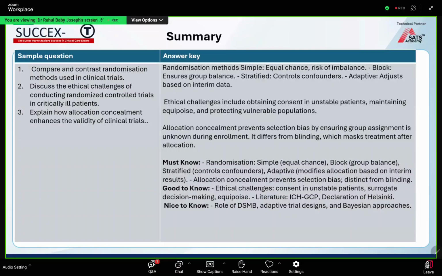So to summarize, you need to know what are the types of randomization, what are the methods of randomization, allocation concealment, and blinding. It is good to know the ethical challenges specific to ICU, how to take consent in an unstable patient or patients who are not able to make a decision. And there are ICH, GCP, and the Declaration of Helsinki that you can go through regarding the ethics of taking consent. And it is nice to know adaptive trial designs and Bayesian approaches.